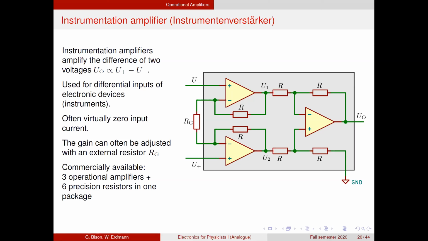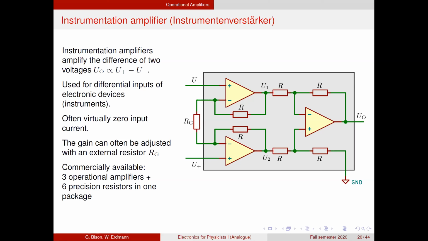An interesting property is that the gain of the whole setup can be adjusted with a single resistor. So the differential gain is set by this one resistor. And typically the resistor is not part of the package, and you can put externally the resistor that corresponds to the gain that you want.